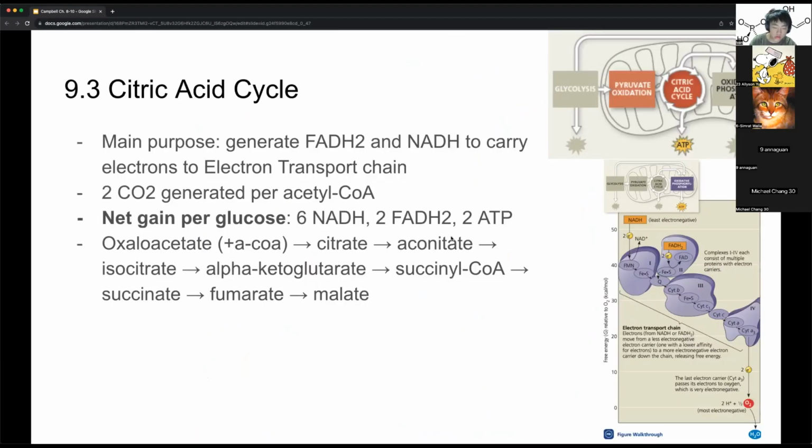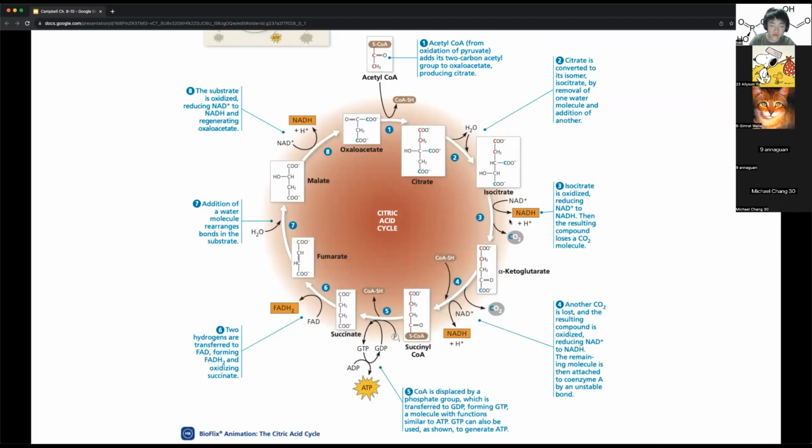And then also know your net stuff: 6 NADH, 2 FADH2, 2 ATP. Also remember it's only for one acetyl CoA. So when one glucose goes in, everything is doubled.